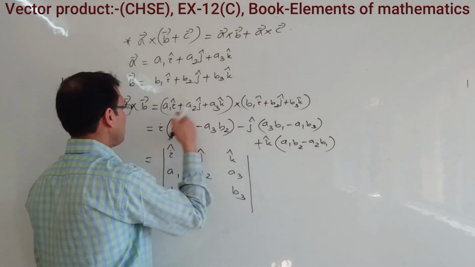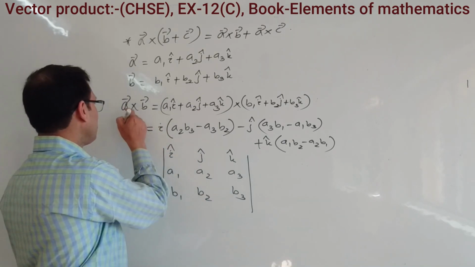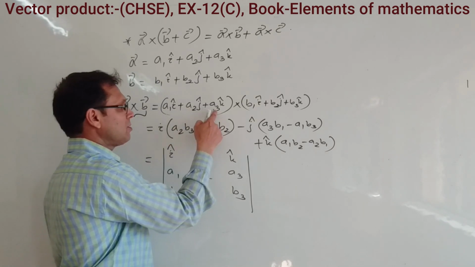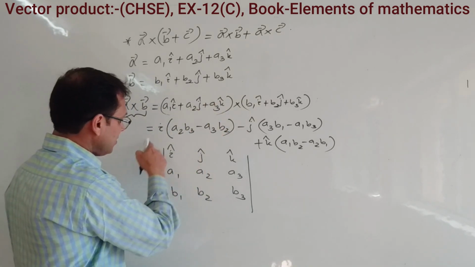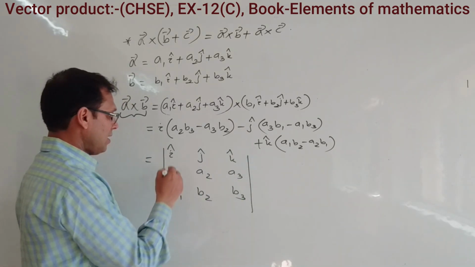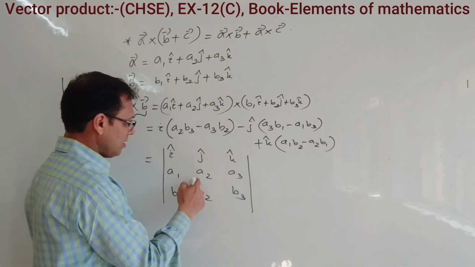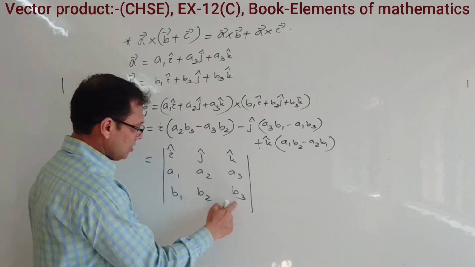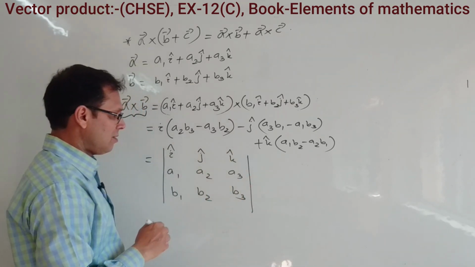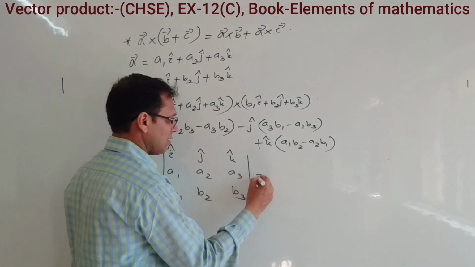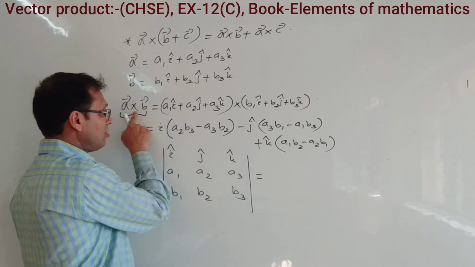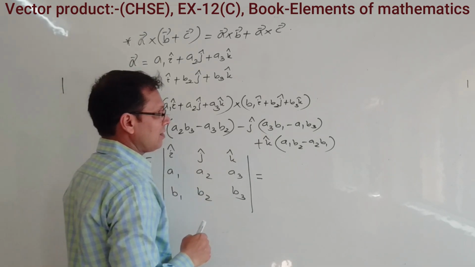That's why this cross product, or vector product, between the two vectors, if they are given in terms of i cap, j cap, k cap, can be evaluated by a determinant. What is that? i cap, j cap, k cap is the first row, a1, a2, a3 is the second row, and b1, b2, b3 is the third row. This vector is denoted by a vector cross b vector, or the vector product of a cross b.